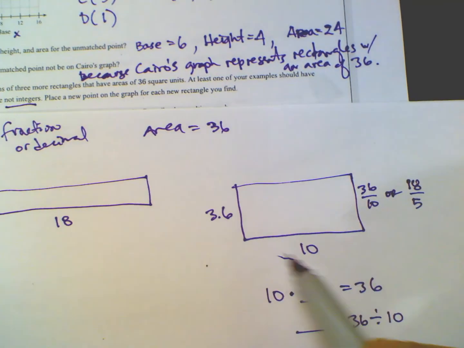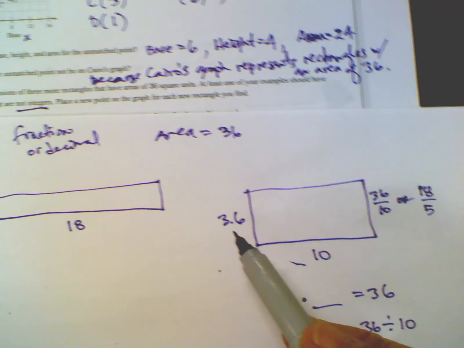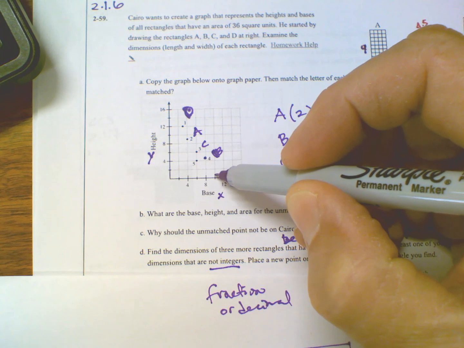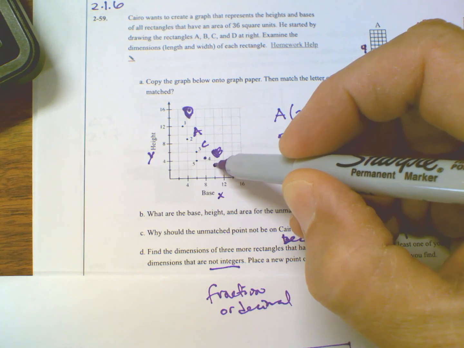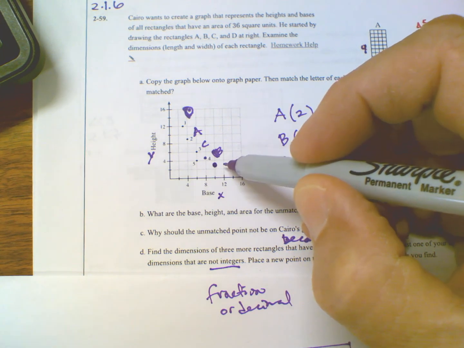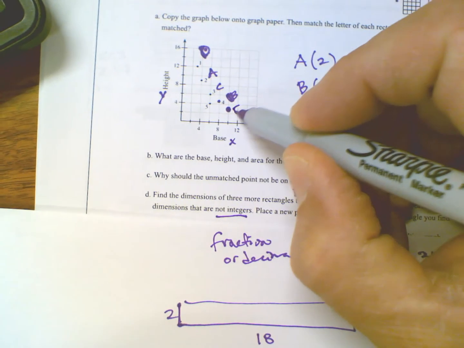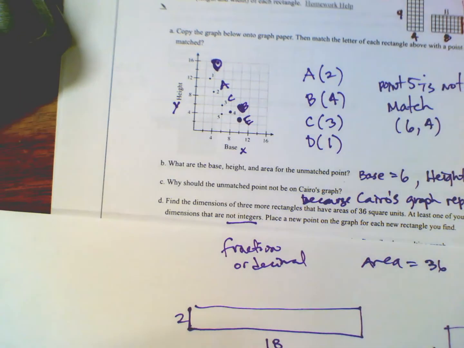And then how do I graph that? You're going to graph each of these. But say I graph this one, the 3.6 by 10. The base is 10. The height is 3.6, which looks like right about there. Right? Let's call this rectangle E. So rectangle E would be right here if I went ahead and graphed it.